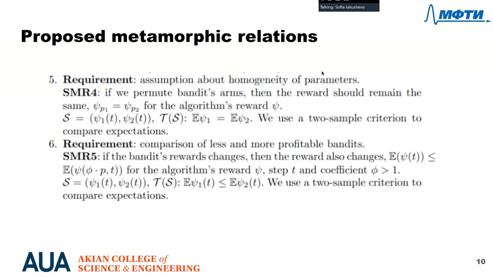And the second is comparison of less and more profitable bandits. So if we apply some linear transformation to the probabilities of getting reward, our reward will change correspondingly. So it will be bigger. But for optimal algorithm, this reward can be obtained with linear transformations that we apply to our probabilities. I hope I explained this.